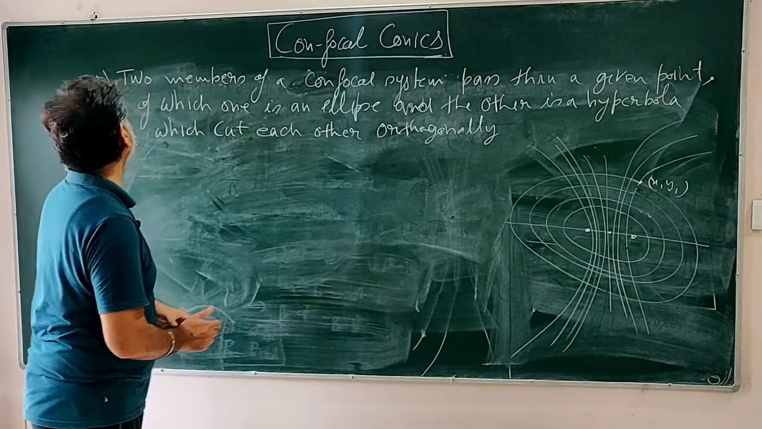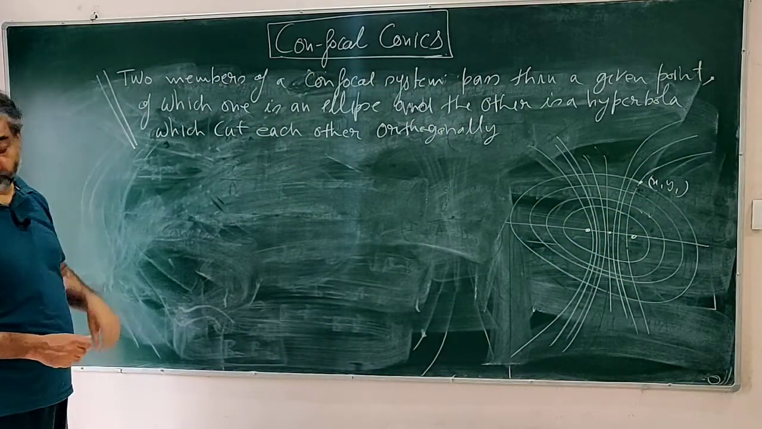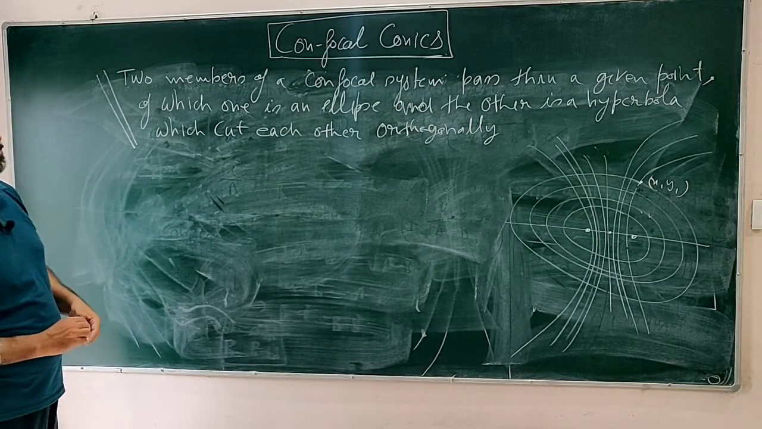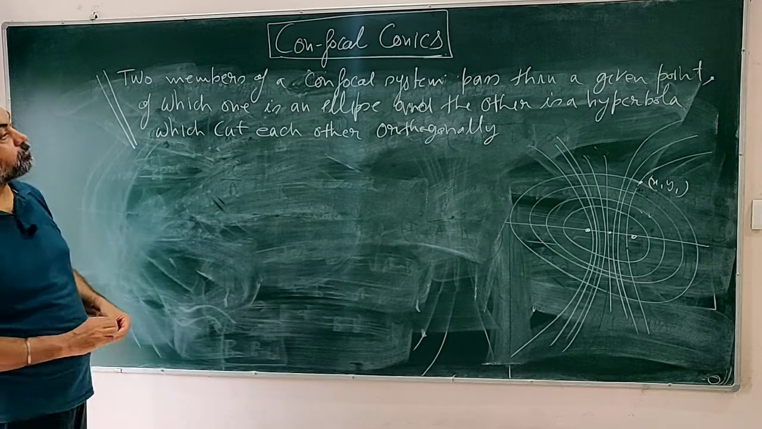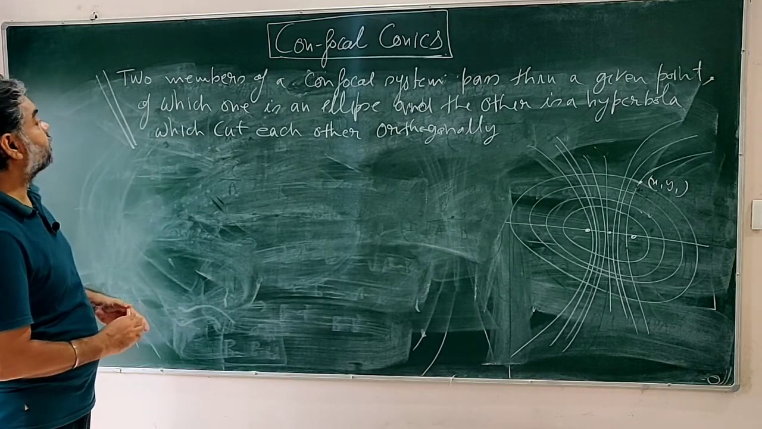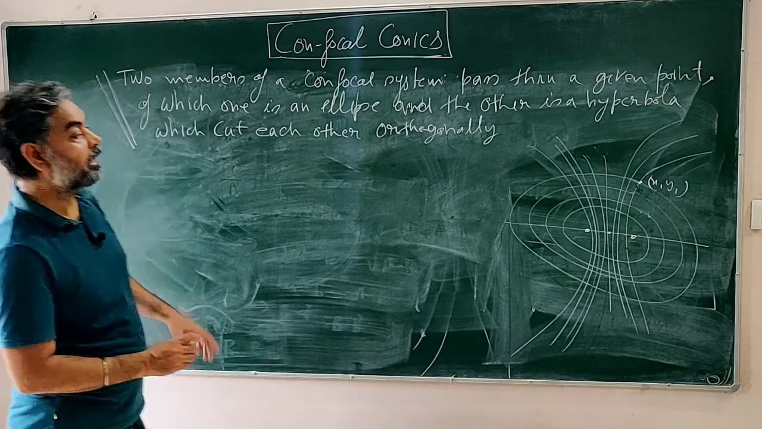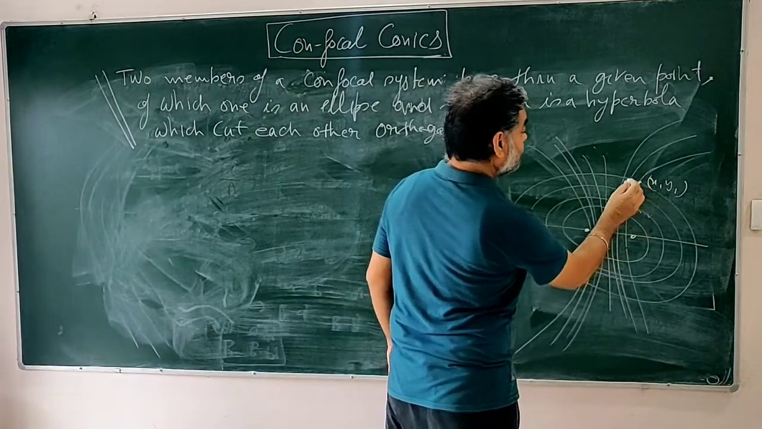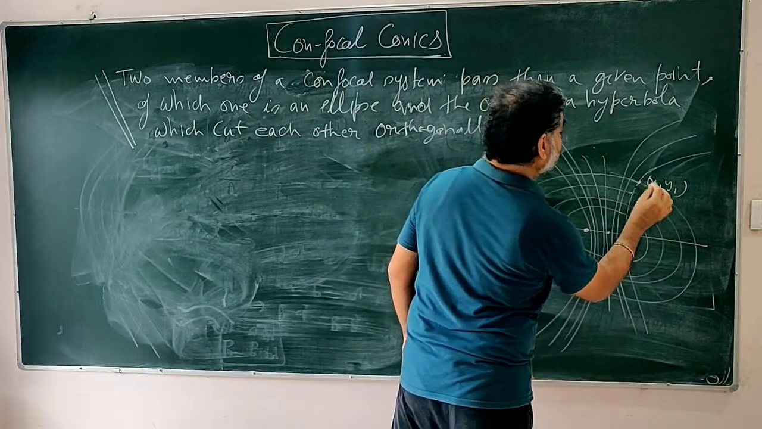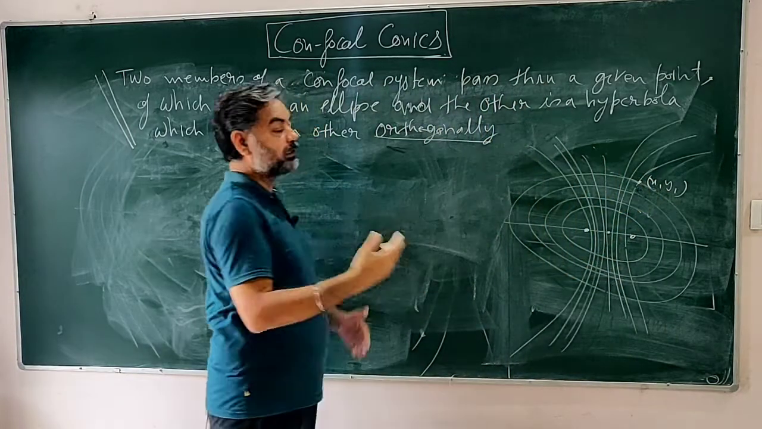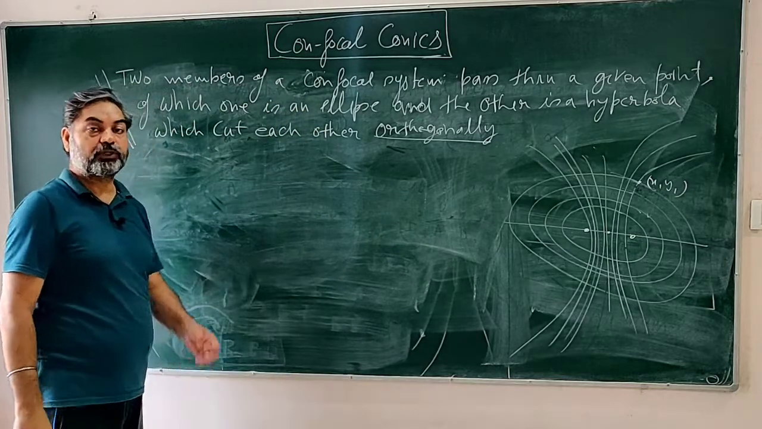So we have to prove that two members of a confocal system pass through a given point, of which one is an ellipse and the other is a hyperbola, and we also have to prove that this ellipse and this hyperbola cut each other orthogonally. That means they cut each other at 90 degrees. That also we have to show.